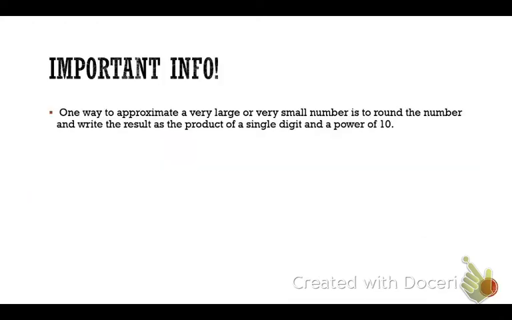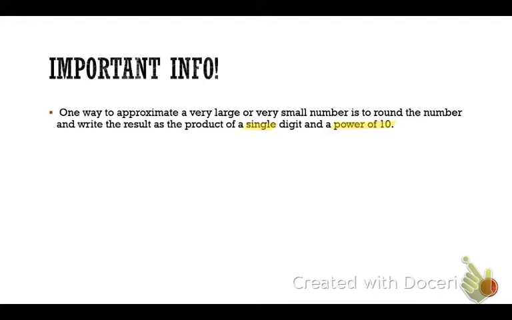When you estimate something, are you looking for an exact answer? No. It's just roughly what would the answer be. One way to approximate a very large or a very small number is to round the number and write the result as a product of a single digit and a power of 10. I want you to underline single digit and a power of 10.